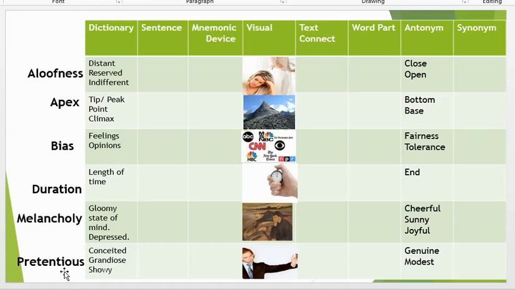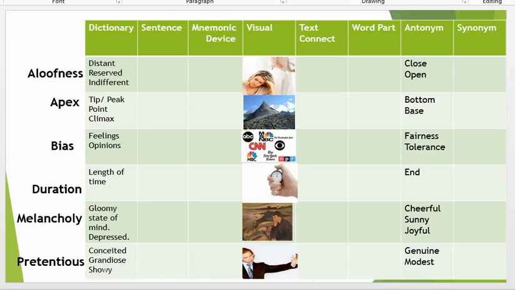The last word is pretentious. This means conceited, grandiose, showy. Maybe you read a story where there was a very pretentious business owner. And if you look at the visual, there is a picture of a man holding up his phone, taking a picture of himself. The antonym to this is genuine or modest. They're kind of being reserved. They're not bold or conceited.